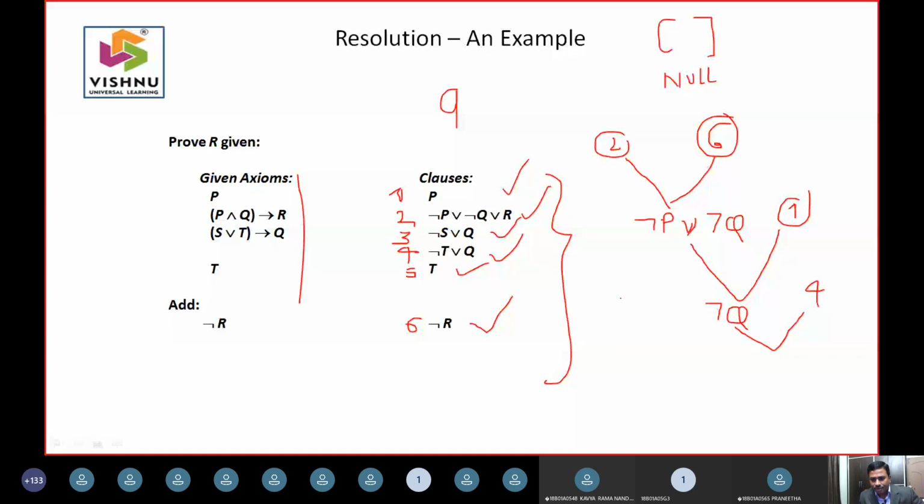From 4 I get negation of T. If I take negation of T, and T was there in 5, T from 5 and this negation of T, I will get an empty set or null. So once you get this empty set, the meaning is whatever you have taken is wrong. Negation of R is wrong. Just a minute, I will find out this. Yes, this is wrong. So R is proved.